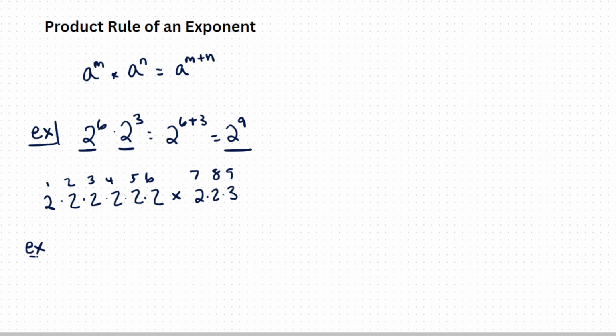Taking a further look, we can do a number like -5 to the 3 multiplied by -5. We know that -5 and -5 are the same, so this works. We can also write this as -5 to the power of 1. Following our product rule of an exponent, we keep the base of -5 and add 3 plus 1, which is going to be -5 to the 4.